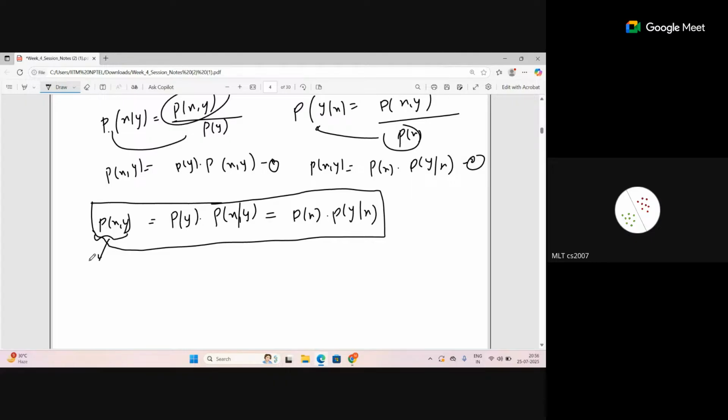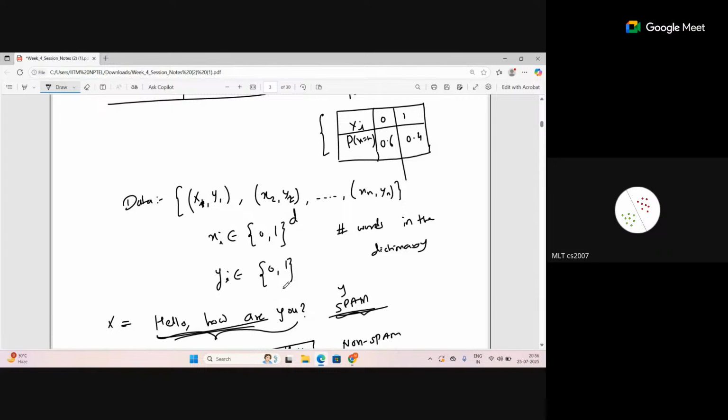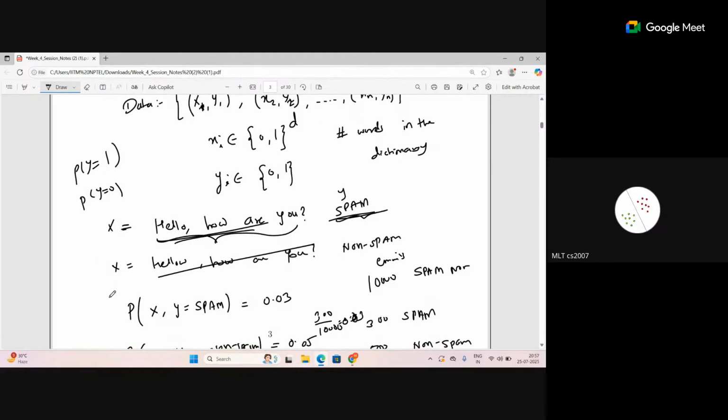Given the email, what is the probability that the given email and its corresponding spam label are there or not? Why I said y will take two values, either 0 or 1, or -1 or +1, positive class, negative class. But what is the probability of y equal to 1, and what is the probability of y equal to 0 in this case? How will you find it out?